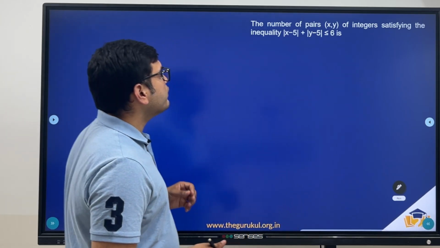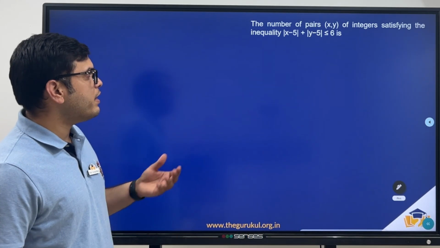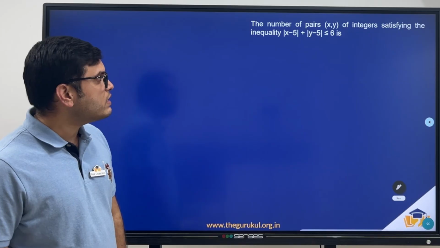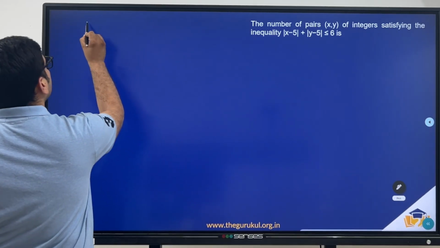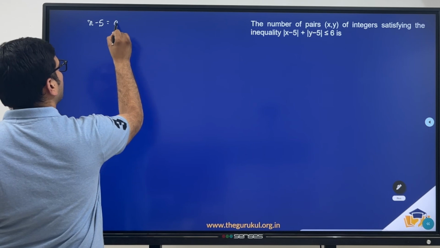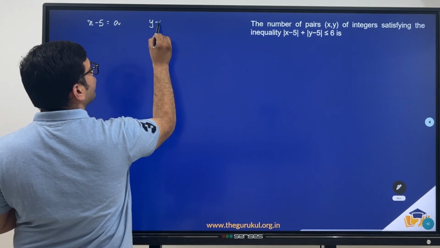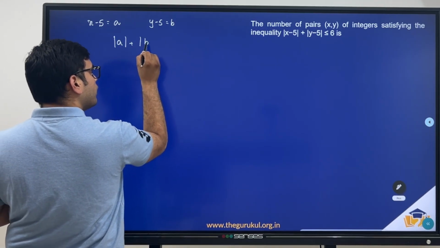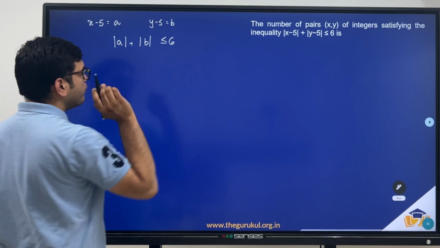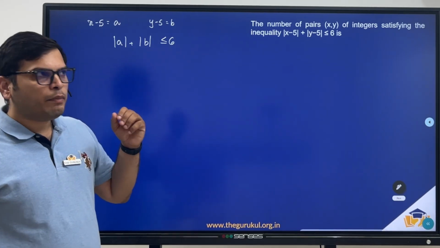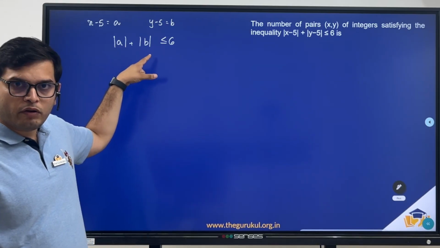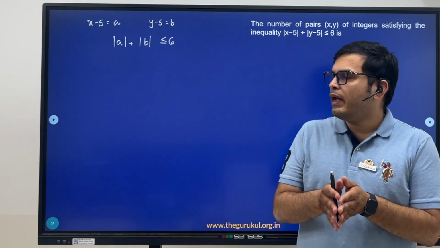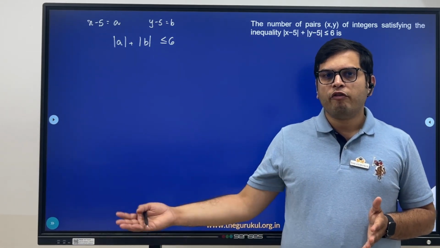Now coming to the second question, the number of pairs x comma y of integers satisfying the inequality mod x minus 5 plus mod y minus 5 is less than or equal to 6 is, right? Now let me consider x minus 5 is equal to a and y minus 5 is equal to b. So we have mod a plus mod b should be less than or equal to 6, right? So mod a plus mod b can be, now these two should be non-negative, right? So less than or equal to 6. So the values should be either 0, 1, 2, 3, 4, 5 or 6, right?